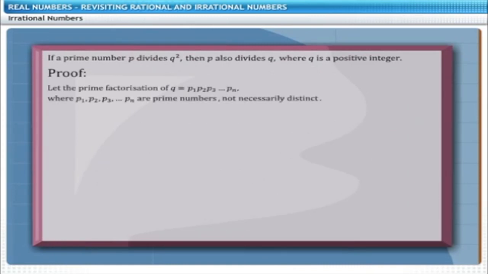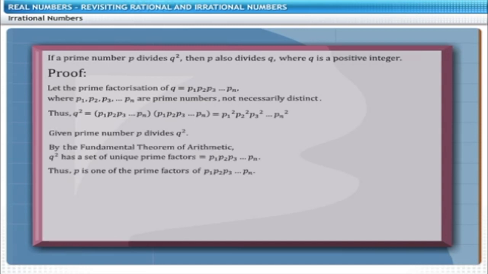To prove the theorem, let us assume that Q is a positive integer whose prime factors are P1, P2, P3 to Pn, not necessarily distinct. Thus, Q square is equal to the product of the squares of P1, P2, P3 to Pn. It is given that the prime number P divides Q square. By the fundamental theorem of arithmetic, Q square has a set of unique prime factors P1, P2, P3 to Pn. Thus, P is one of the prime factors of P1, P2, P3 to Pn.